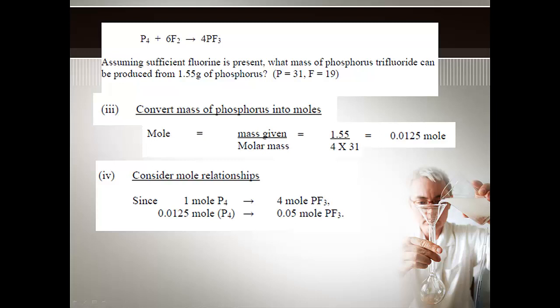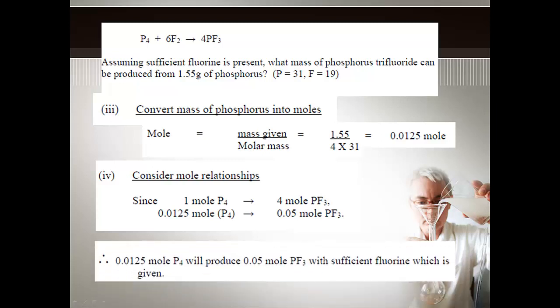Then how many moles of PF3 can we make from 0.0125 of a mole of phosphorus? Well, we can make 0.05 moles of PF3. We can make 4 times the amount. Okay, so if we've got 0.0125 moles of phosphorus, we can make 0.05 moles of PF3. That's 4 times the amount. Multiply by 4. 1 is to 4 ratio between our phosphorus and our PF3. So as long as there's sufficient fluorine available, and we were told there is in the question, then we will produce 0.05 moles of PF3. Answering the question.